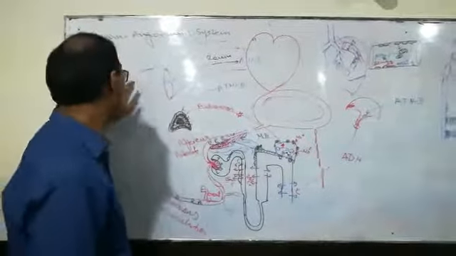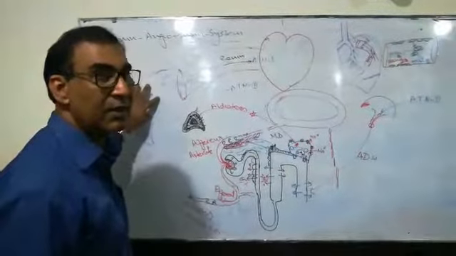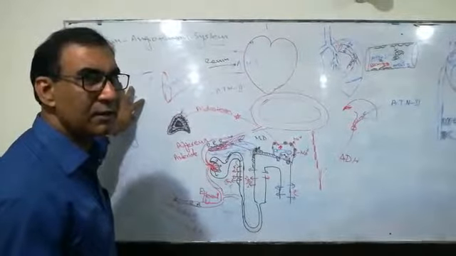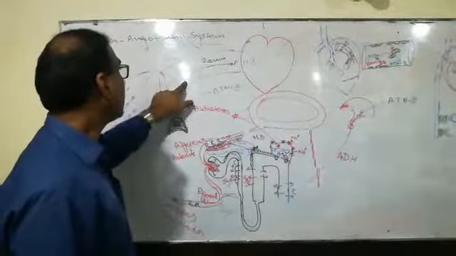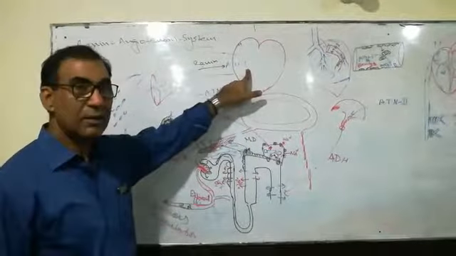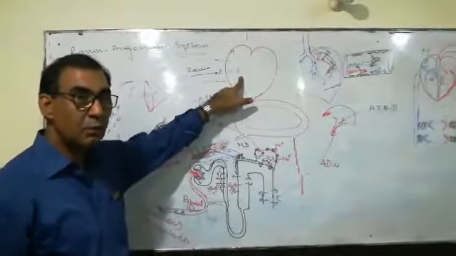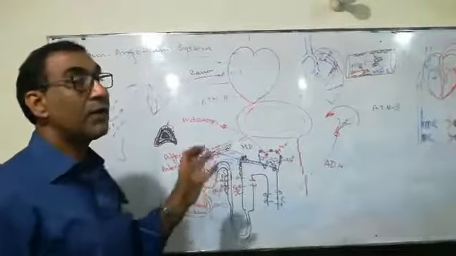Angiotensinogen is produced by hepatocytes. You can understand what the hepatocytes should be? The cells of the liver. Angiotensinogen is converted into what? Angiotensin 1. It's a sort of intermediate.